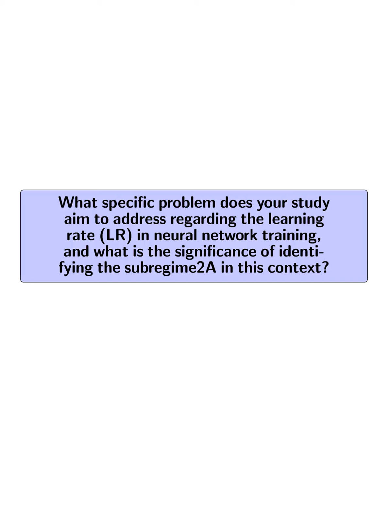What specific problem does your study aim to address regarding the learning rate, LR, in neural network training? And what is the significance of identifying the subregime 2A in this context?